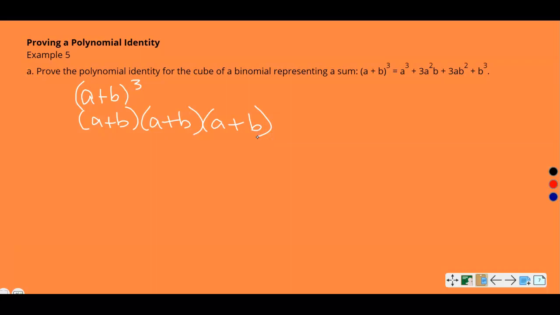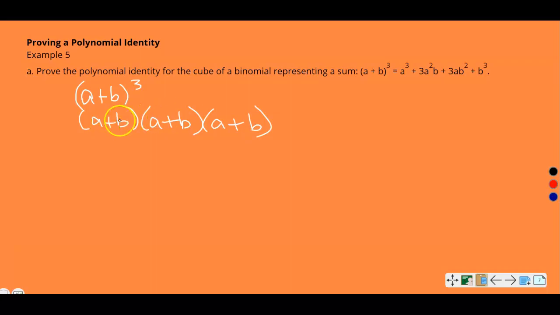Because remember, when you have something cubed, that means it's multiplied by itself 3 times. So we have a binomial times itself 3 times. If we multiply these out, like we did multiplying 3 binomials in the last video, then we should get this. And if we get this, then we have proved the polynomial identity. All right, so let's get started by multiplying the first 2 binomials together.